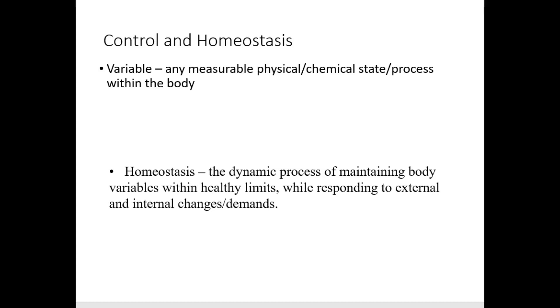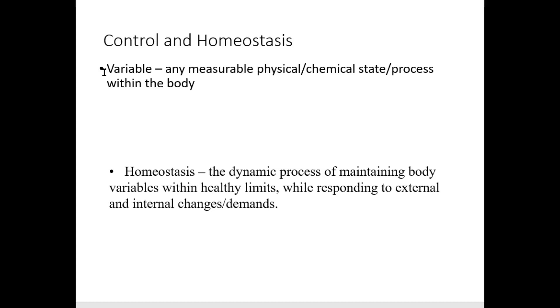So then we get to homeostasis. This is kind of the meat of this chapter. This is the most important part. Before we talk about homeostasis, we need to identify this term here, a variable. And as it says here, any measurable physical, chemical state or process within the body. So it's pretty vague. But for us, it's really anything about the body that's measurable that we care about. So this is things like blood pH, body temperature, your hydration state, blood sugar levels, insulin levels, all of these things are variables.